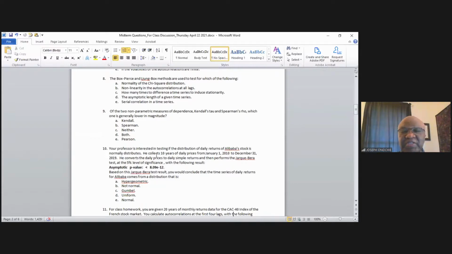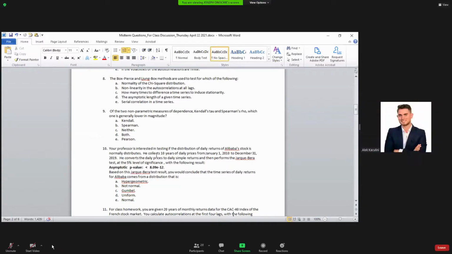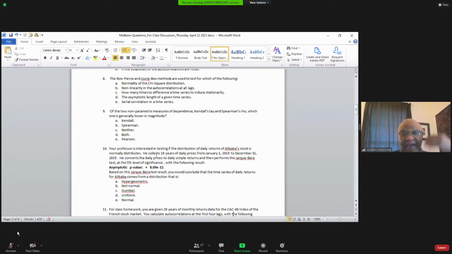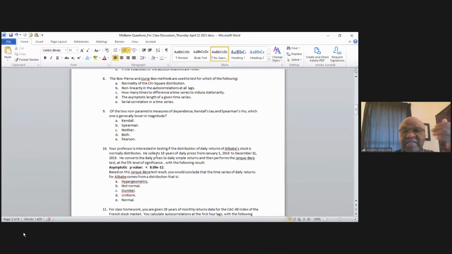Which of those two is generally lower in size when you calculate them? We discussed this in class. It's in the Kendall. Exactly. It's Kendall. It's in the handout I posted. I mentioned it. Many of you mentioned it to me. Many of you in the homework too, you flagged it immediately. You told me that the difference is that Kendall's is always smaller than Spearman's. So this one was a giveaway.